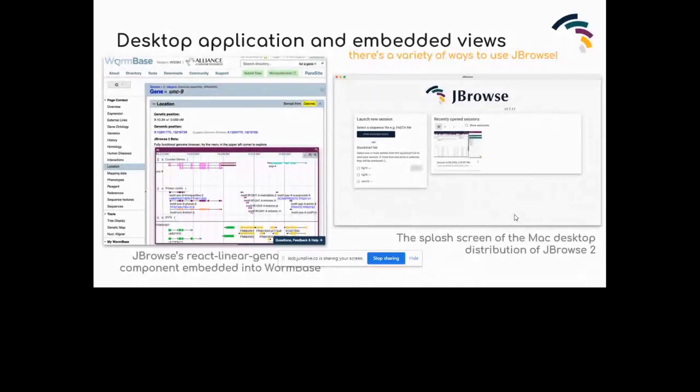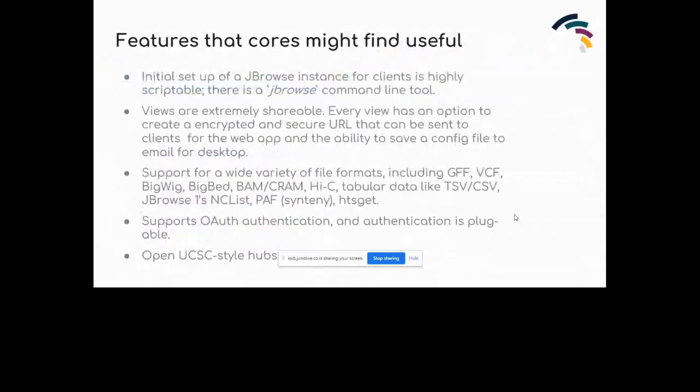It's really easy. Other things that people who are running cores might find useful is that the initial setup of a JBrowse instance is very scriptable. There is a command line interface, called JBrowse, that lets you do a lot of scripting and things on the command line. The views are extremely shareable, so if you get something set up for a client, it's very easy to hit a link that says, give me a shareable link, and off it goes.